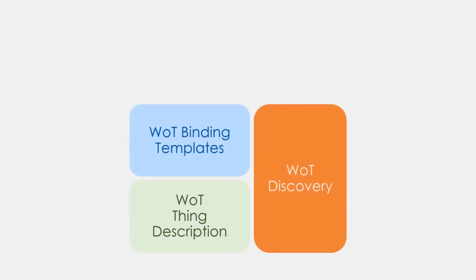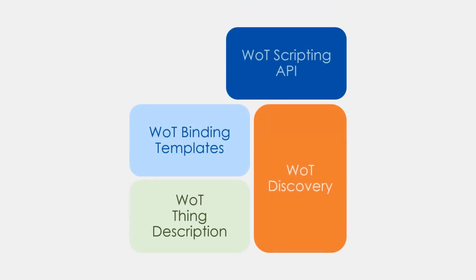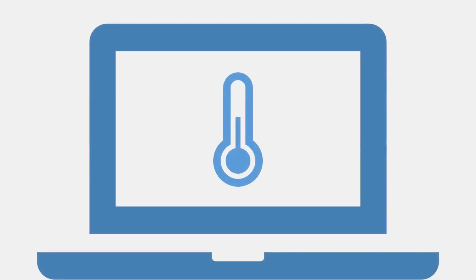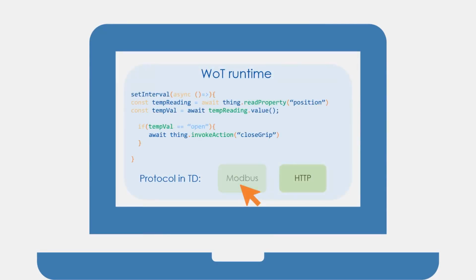The WoT scripting API is an optional building block that lets developers build applications using reusable scripts. It provides a simple and consistent way to interact with things described by TDs, such as reading properties, invoking actions, and subscribing to events. Once you have a TD, you can use the API to build dashboards or automate device logic without worrying about the underlying protocols.